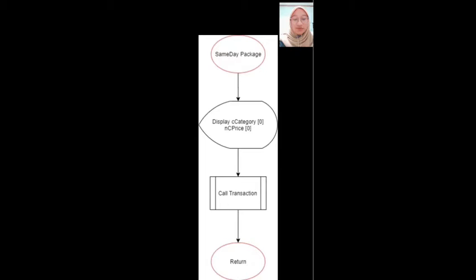Next is the flowchart same-day package, starting with the terminator symbol to start, then displaying the category and price with the display symbol. Then the process uses the predefined symbol for executing a section, then finally returning with the terminator symbol.